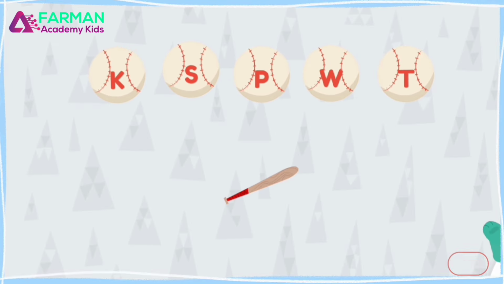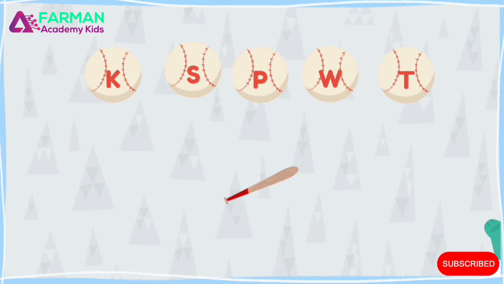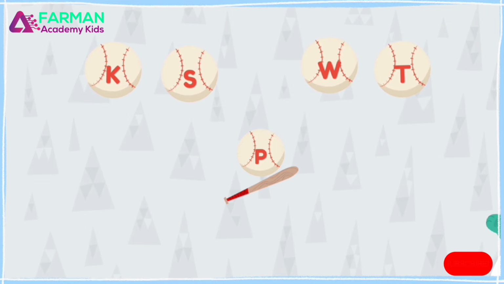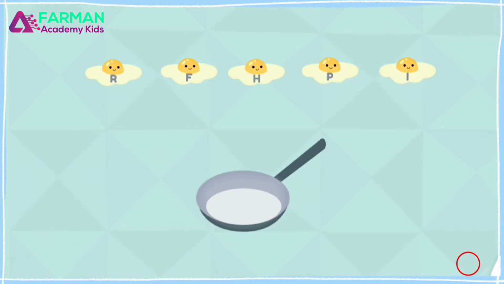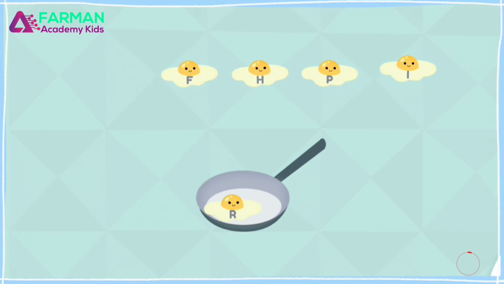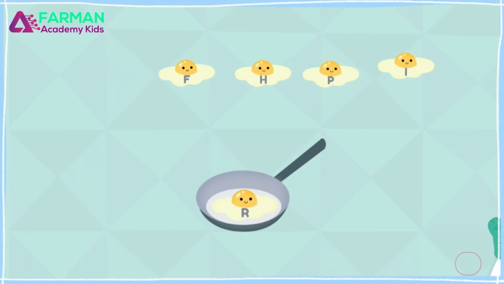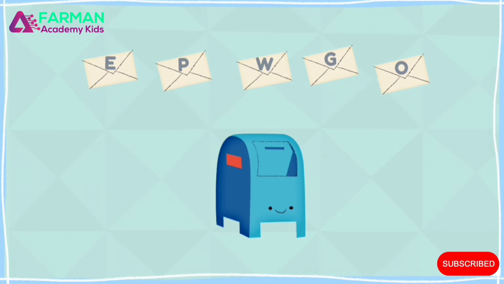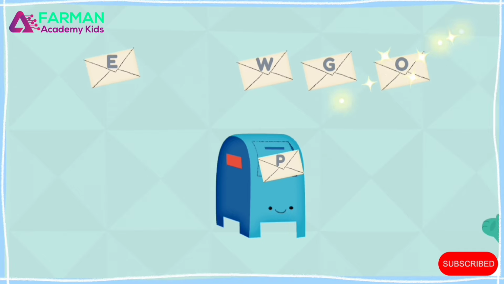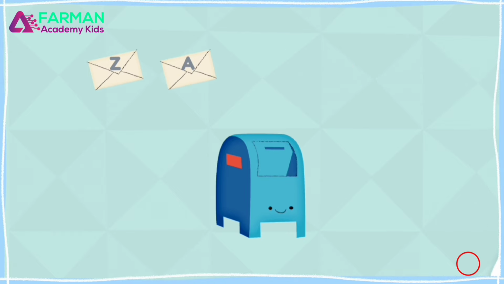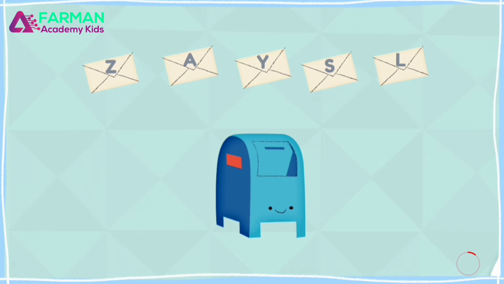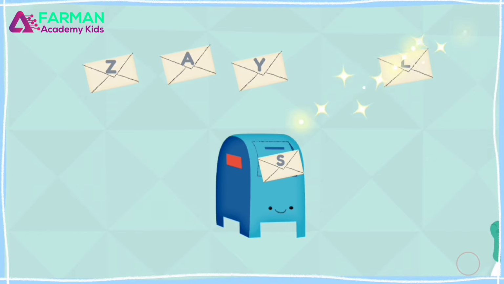Put the ball with the letter P with the bat. Good work. Put the egg with the letter R in the pan. Great. Put the mail with the letter P in the mailbox. Great job. Put the mail with the letter S in the mailbox. Awesome!